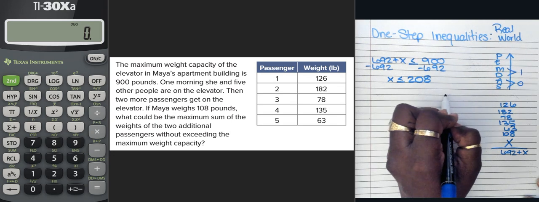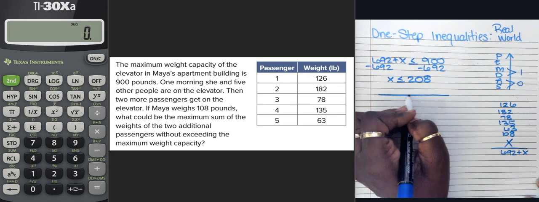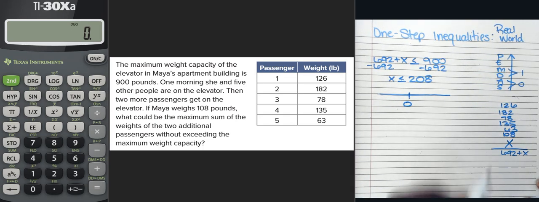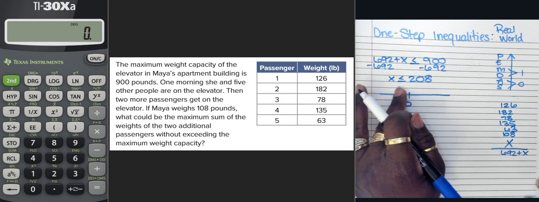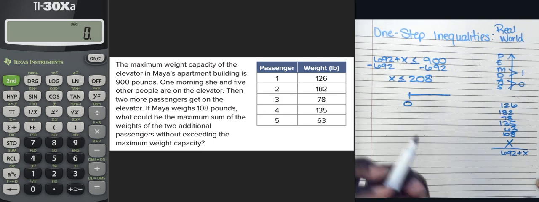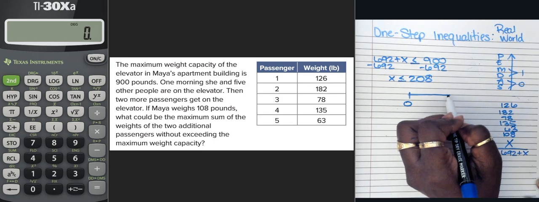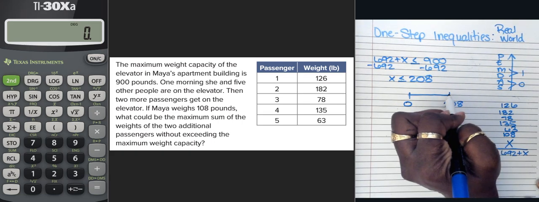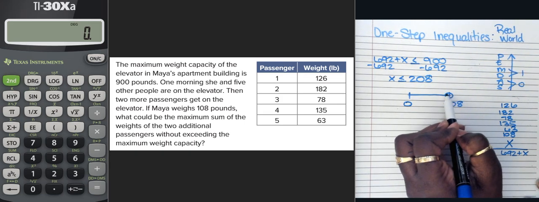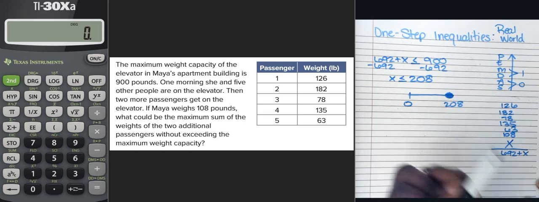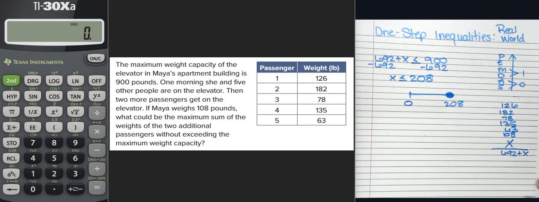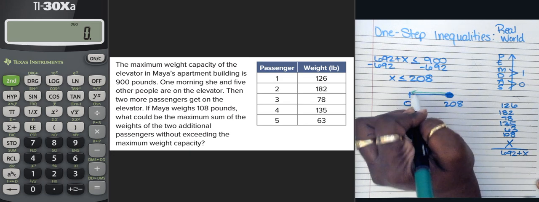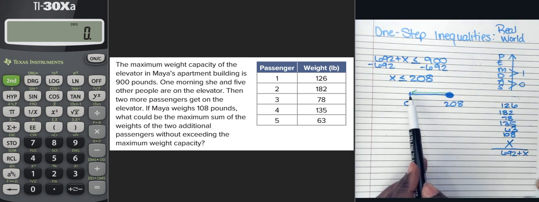Okay. So if we wanted to see that on our number chart and see our line chart, if we wanted to see what values would make this a true statement, well, we know that we could not have less than 0 pounds, but we're going to put 0 here, and then I'll go and put 208. Okay. And so I'm going to put my circle here on 208, but it can also include 208, which means that it can be equal to 208. But we are looking for all the values where X is going to be less than 208 or equal to. So all of our values will be to the left of 208.